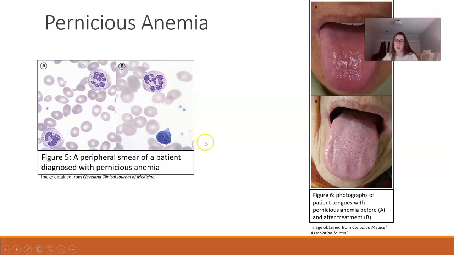So the CBC confirmed that she had low hematocrit levels, but to further this, we'd probably want to do a reticulocyte count, and that just shows how many newly formed red blood cells are present. It would indicate pernicious anemia if that count is low. You could also do a vitamin B12 level, intrinsic factor antibody level, and homocysteine and methylmalonic acid levels. The intrinsic factor as well as the homocysteine and methylmalonic acid levels would be abnormal, so the last two would be elevated.